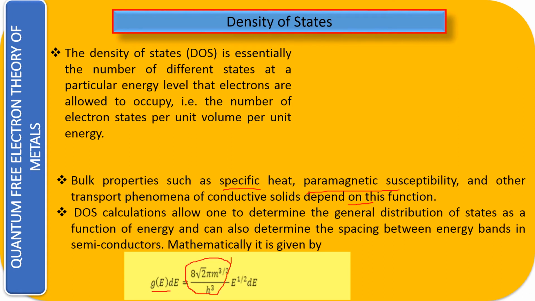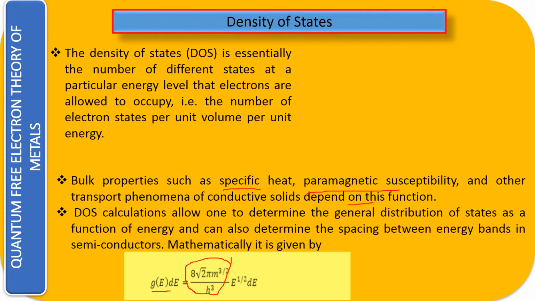So what I am saying is, this is your 8 root under 2 pi m to the power 3 by 2 over h cube into E to the power 1 by 2, that is square root of E, into dE. This is your mathematical expression for density of states. That is, how many energy states are there between any two energy levels, E and E plus dE, in a solid.